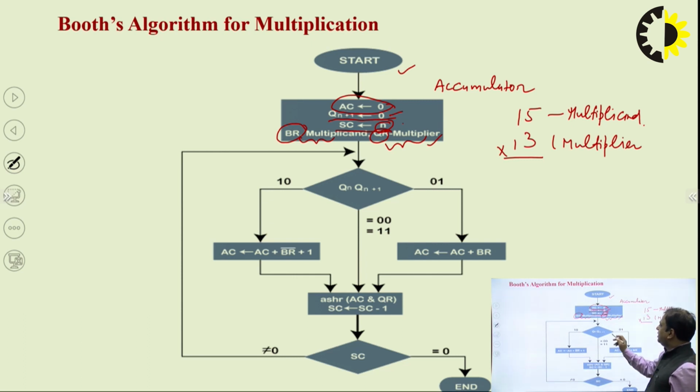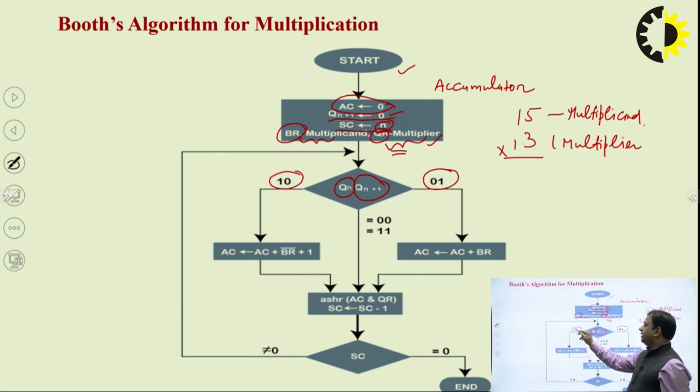Now we compare the last bit of the QR, that is the multiplier, which we call Qn, and this Qn plus 1. So the overall algorithm revolves around the pair of Qn and Qn plus 1, right? This pair will decide what operation is to be executed. There may be the following possibilities: Qn and Qn plus 1 may be equal to 0 1, or 1 0, sorry, 1 0. That means both bits are different. If both bits are different, then we have to take a decision.